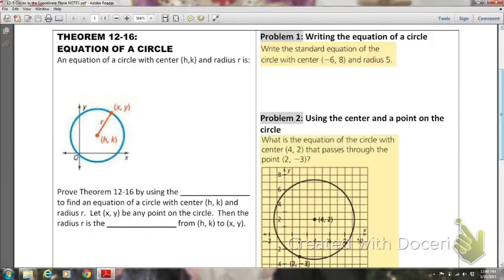Equation of a circle with the center at h comma k and the radius of length r is x minus h in parentheses squared plus y minus k in parentheses squared equals r squared, which is the radius squared. So here your center is h comma k, and then the radius is r. So that's where you would fill them in into the equation of a circle.